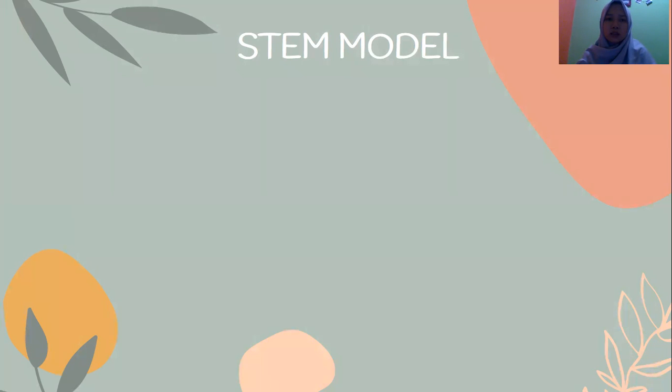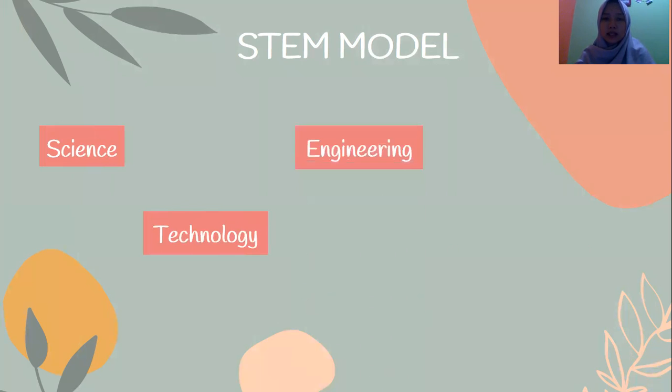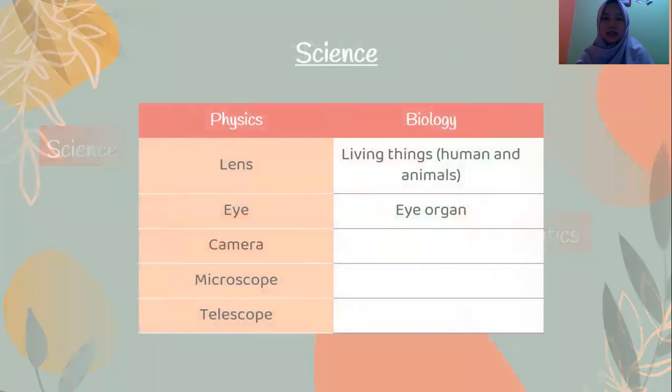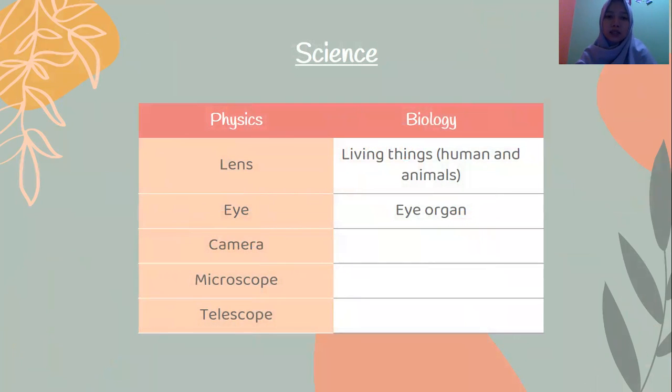So the first is, what is the abbreviation of STEM? S here means science, T means technology, E means engineering, and M means mathematics. Next, I will first explain the relationship of optical instruments in science.